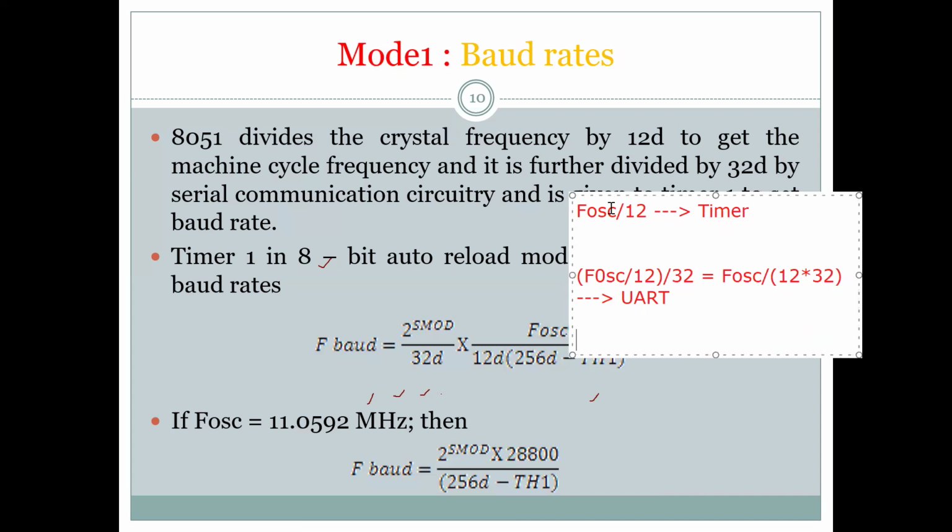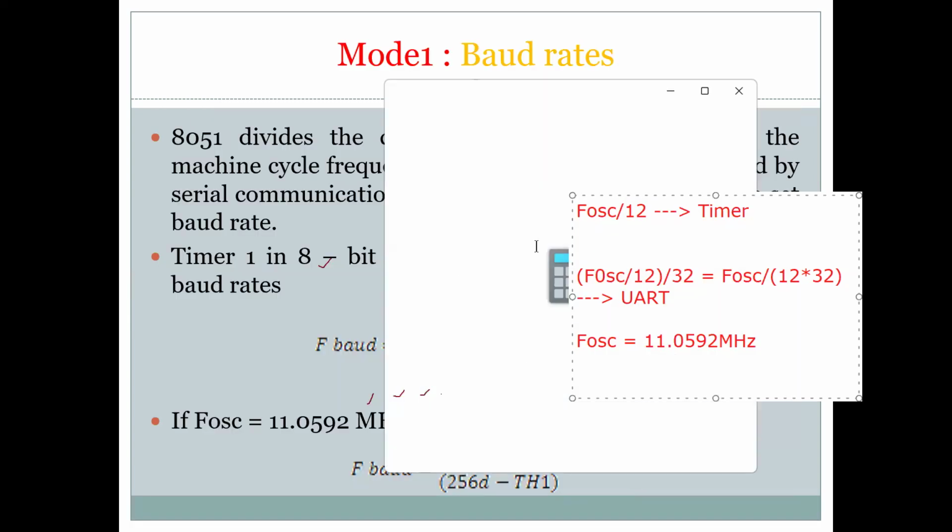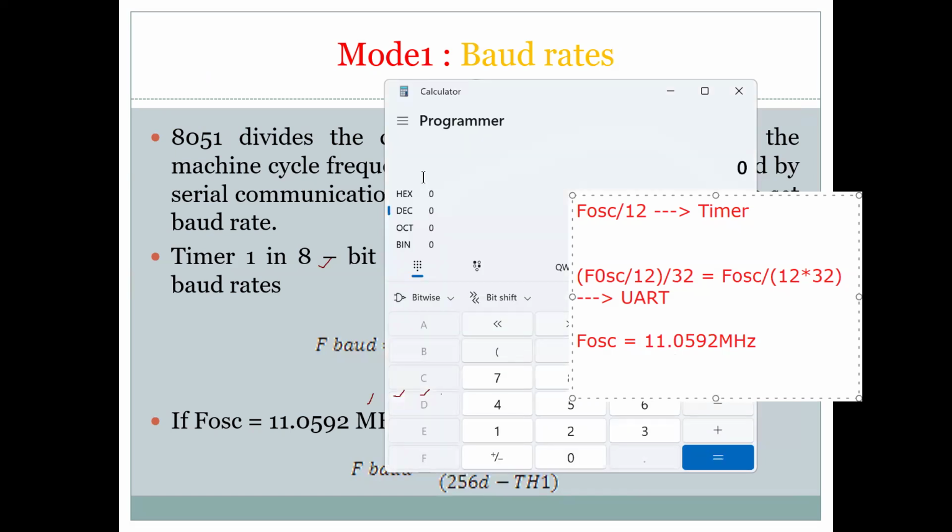And for UART, this F oscillator is a fixed frequency, which is 11.0592 megahertz. Why is this so? When I take 11.0592 megahertz and divide it by 12 and then 32, you take a calculator. We have just 1 minute left. Please rejoin again, all of you, to continue.